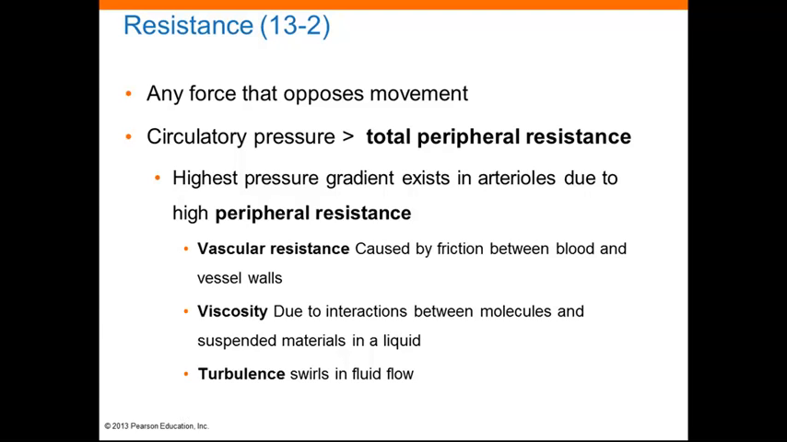Highest pressure gradients exist in the arterial system because of the high resistance of the arterioles, called peripheral resistance. Sources of peripheral resistance include vascular resistance, which is caused by friction between blood and vessel walls. The amount of friction is due to the length and the diameter of the vessel. So the longer the vessel, the higher the resistance. The smaller the diameter, the greater the resistance.